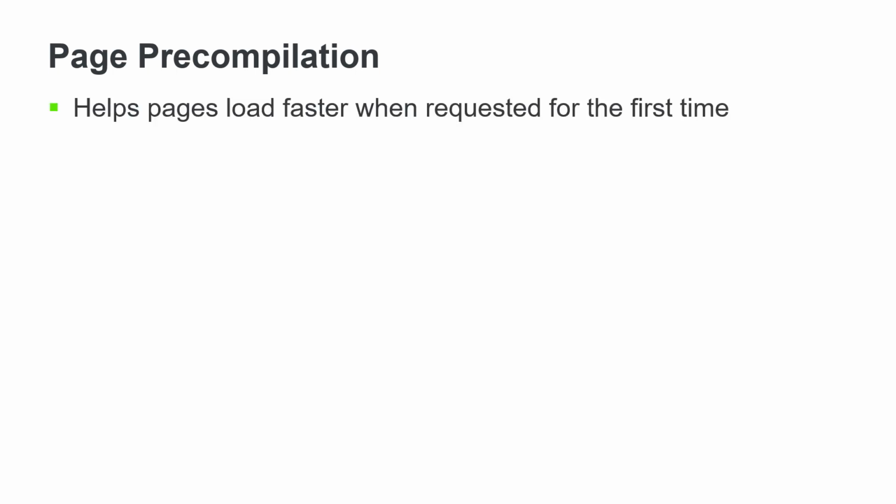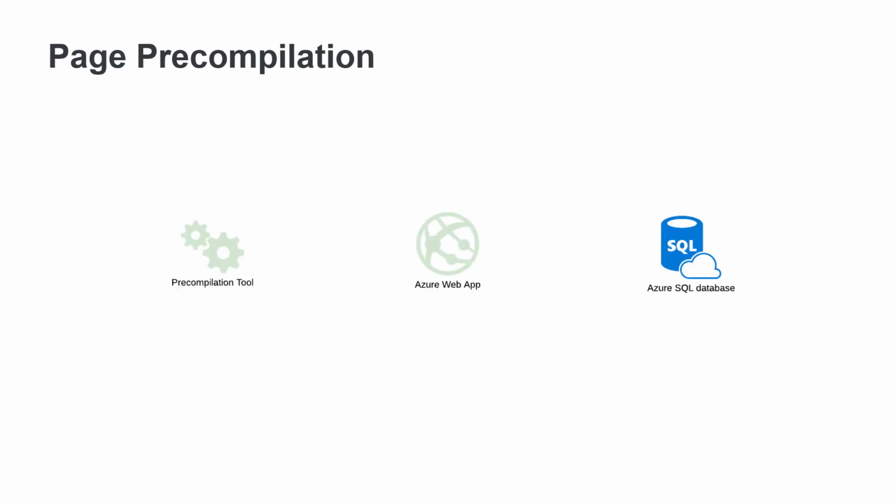Precompilation helps pages load faster when they're requested for the first time and reduces processor load. The Sitefinity application itself has had a precompilation tool for quite some time. Normally, this tool is run manually before deployment, but with Sitefinity Cloud, the precompilation step is integrated into the deployment process. When the precompilation tool runs, it's executed against the deployment slot on the environment where the deployment is happening.